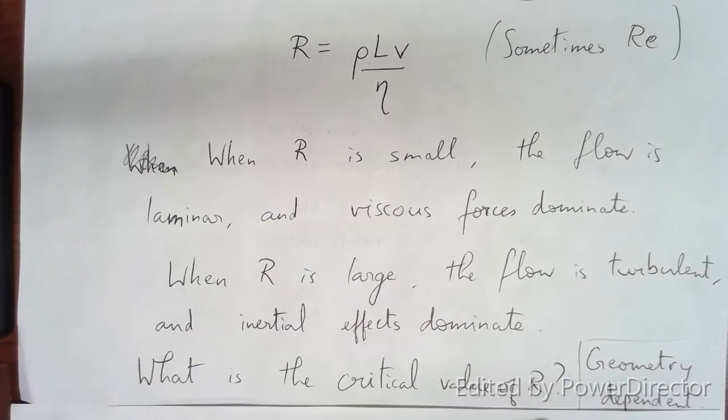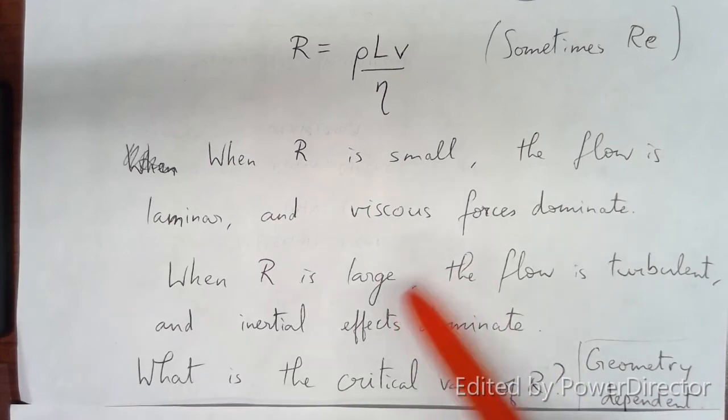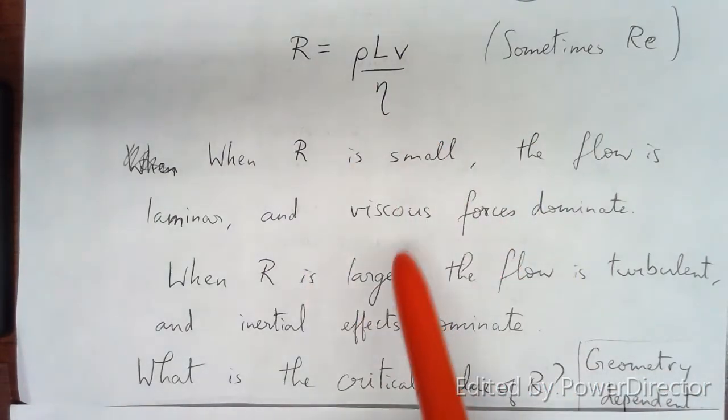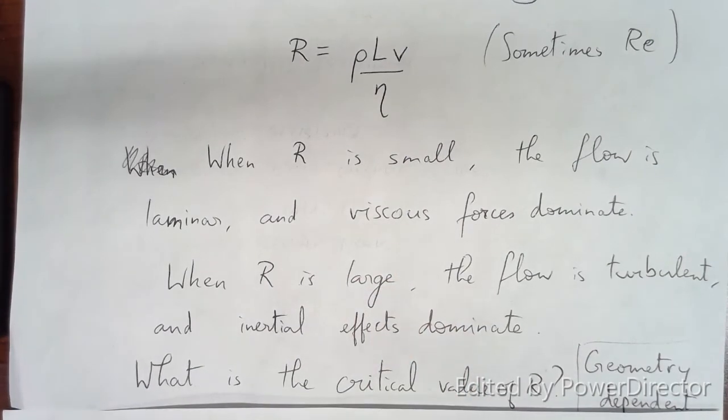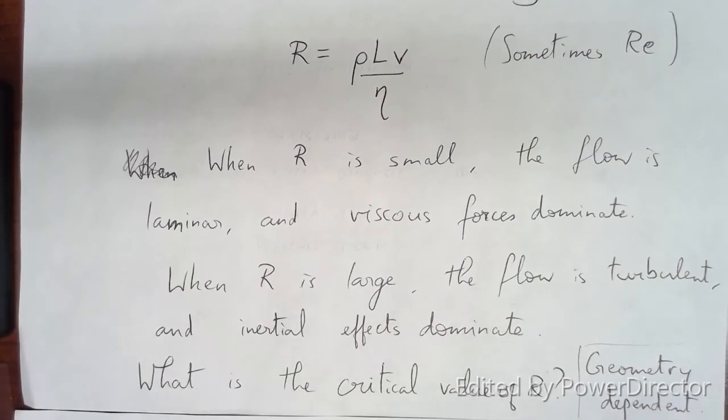What is the critical value of R? At what point do we switch over from linear viscous forces dominating to quadratic inertial effects dominating? In other words, what counts as R being small and what counts as R being large? It's not simply comparing it to 1. Unfortunately, the answer is that this is geometry dependent. It depends on the shape that you are investigating.